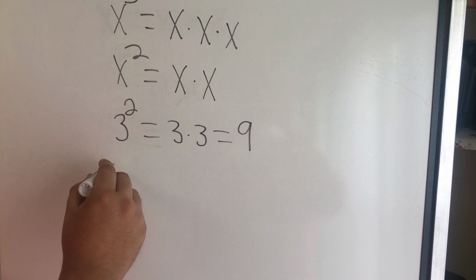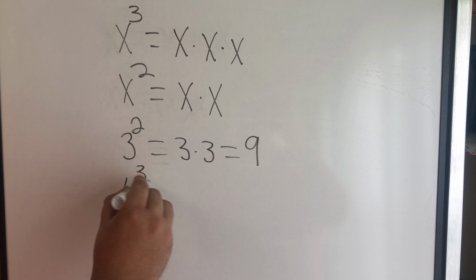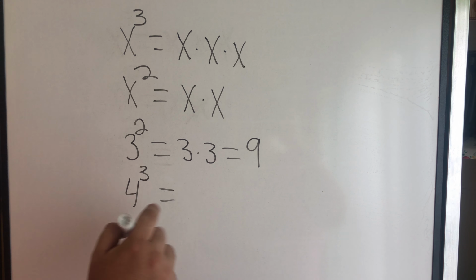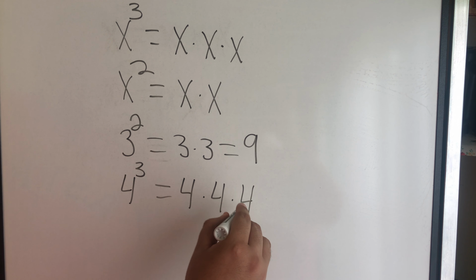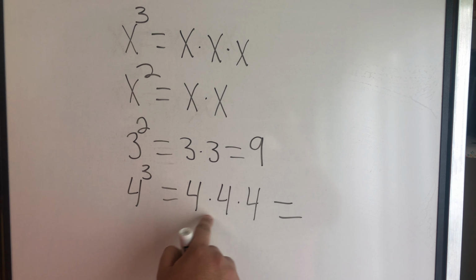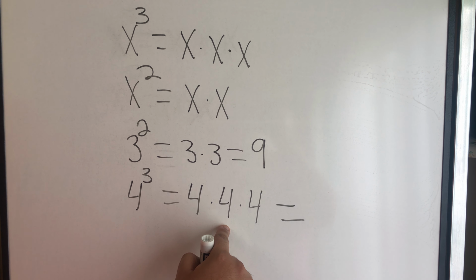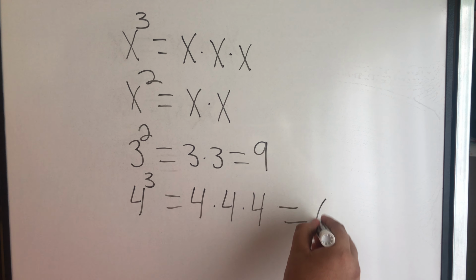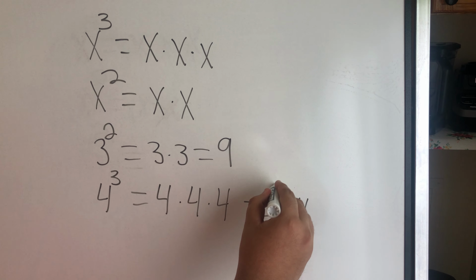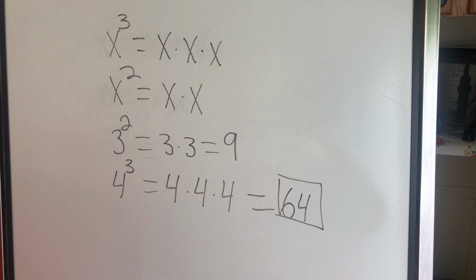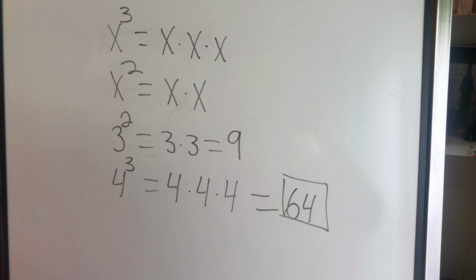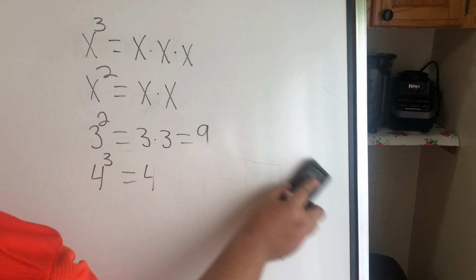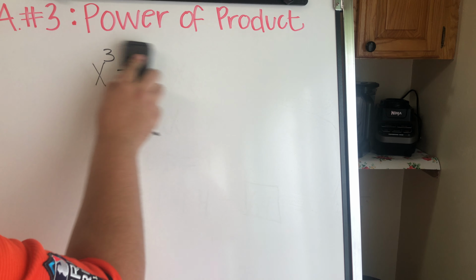Let's say we have 4 to the power of 3. That means there's a total of 3 4's multiplying themselves. So 4 times 4 times 4. So 4 times 4 is 16. 16 times 4 is 64. Answer. So let's jump straight into example problems. Let me go ahead and erase.